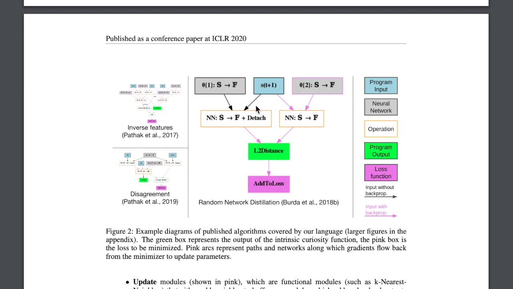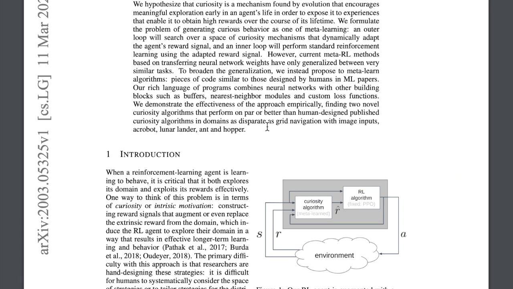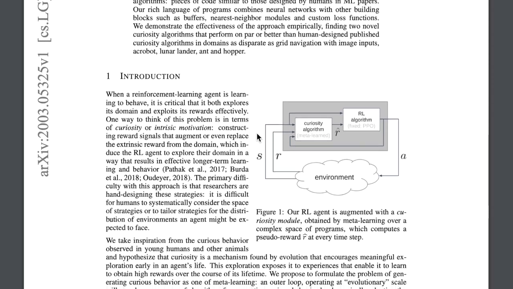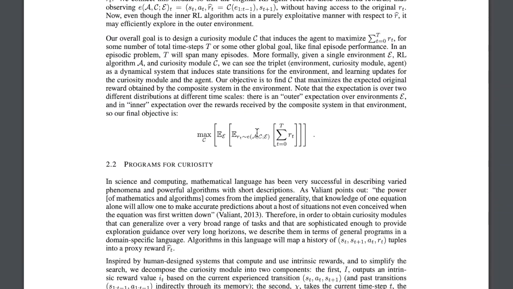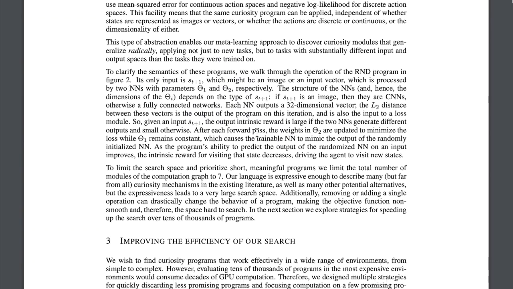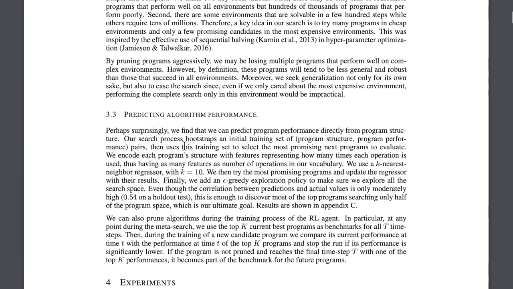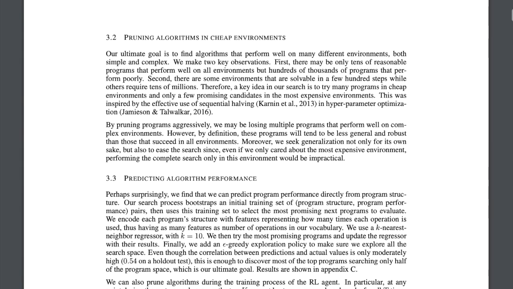This paper searches for diversity in environments explored, going from grid navigation to Acrobot, Lunar Lander, and Ant Hopper. One way to do this is by having a polymorphically typed genotype. This helps deal with different inputs, such as an image pixel grid or a vector state representation. They introduce other techniques to increase the computational efficiency of large-scale evolutionary search, such as predicting performance from the structure of the curiosity program. I think this is a really exciting paper, and it's cool to see all the areas that AutoML can be used to search for new ideas in deep learning.